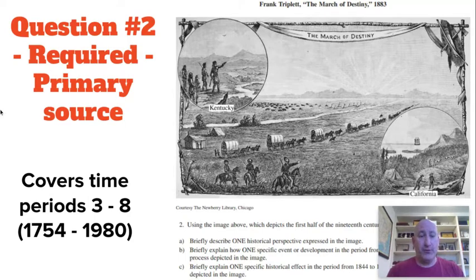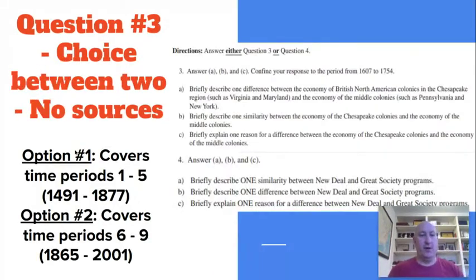And then for question number three, now it's good because you get a choice, all right? So question number one's required, time periods 3 through 8. Question number two is required, time periods 3 through 8. Question number three is really a choice between two of them. You don't have any sources on this one. While question number one looks at a secondary source, and question number two looks at a primary source, question 3 or 4, depending on which one you answer, you don't have any sources at all, which is good because there's nothing to interpret, right? Option 1 covers time periods 1 through 5. That's 1491 all the way up to 1877. Option number 2, which is question number 4, covers time periods 6 through 9, and that's 1865 to 2001. So here you get to pick where you feel strongest, all right, that's the idea.